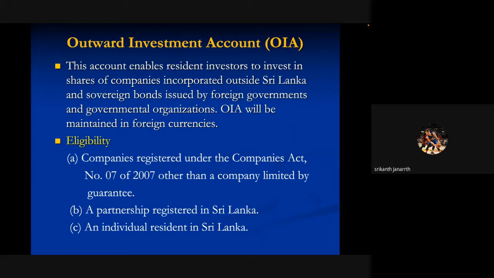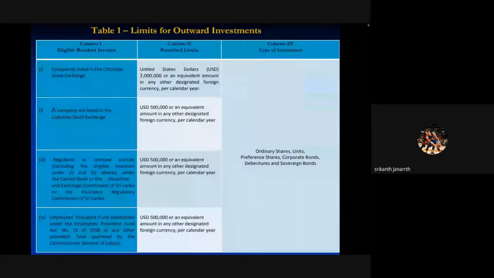So we look at the tabulated form and then come back. You can see here companies listed in the Colombo Stock Exchange, so that you know that's a public quoted company. This tabulated form will give you a list of who the eligible people are, what the limitations are, and what type of investment they can make. So this gives you a very clear picture in brief, right?